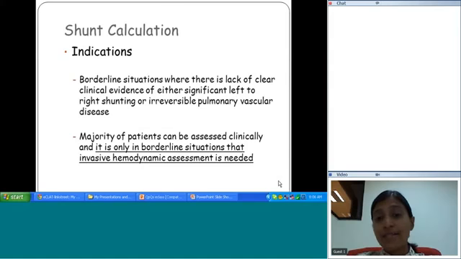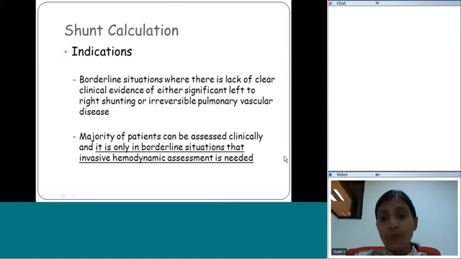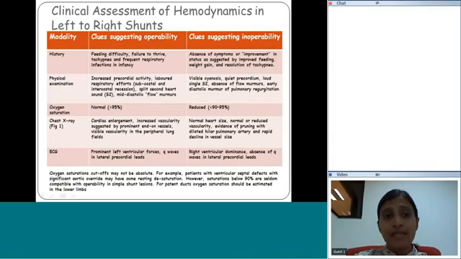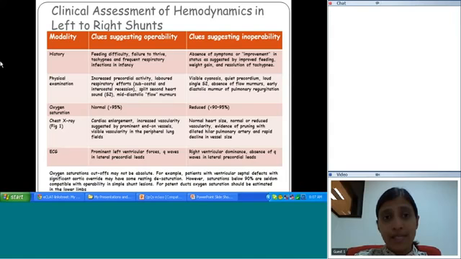Now it is the gray zone in between that requires close attention, careful examination and assessment, and perhaps a hemodynamic study. Okay, so this is when you would carry out a hemodynamic study. Now if you look at this slide, it is a little busy, but here again it summarizes the features that suggest operability and the features that suggest inoperability.